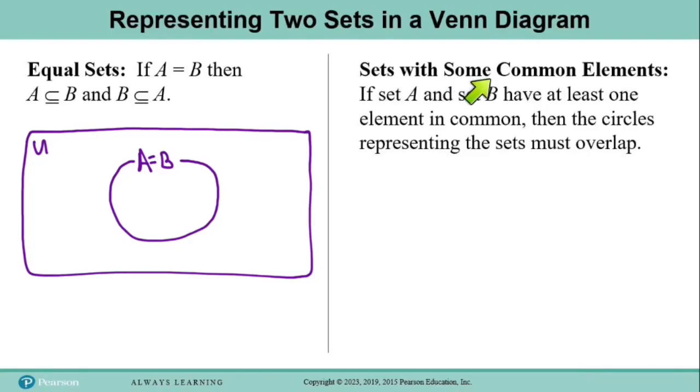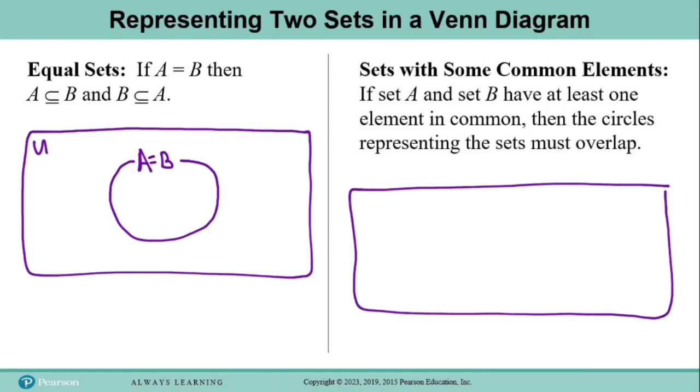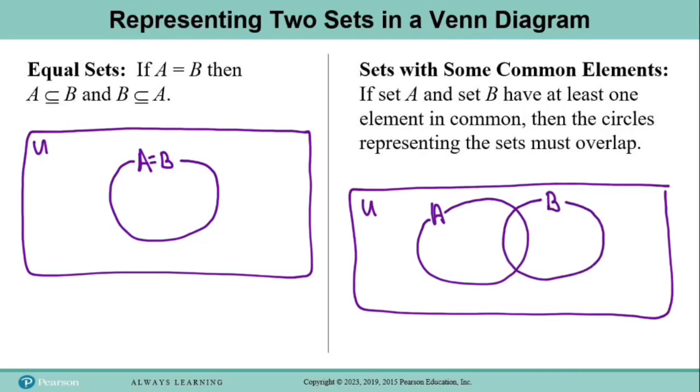And then we could talk about sets that have some common elements, but then others that are not common. So if set A and set B have at least one element in common, then the circles representing the sets must overlap. So here again we have our universal set, and then we have a circle representing set A, and then we would have a circle representing set B. And you can see that the sets overlap, so there's room in this overlap for elements that exist in both set A and set B, but it's also possible for set A to have elements that are not part of B, and for set B to have elements that are not part of A.